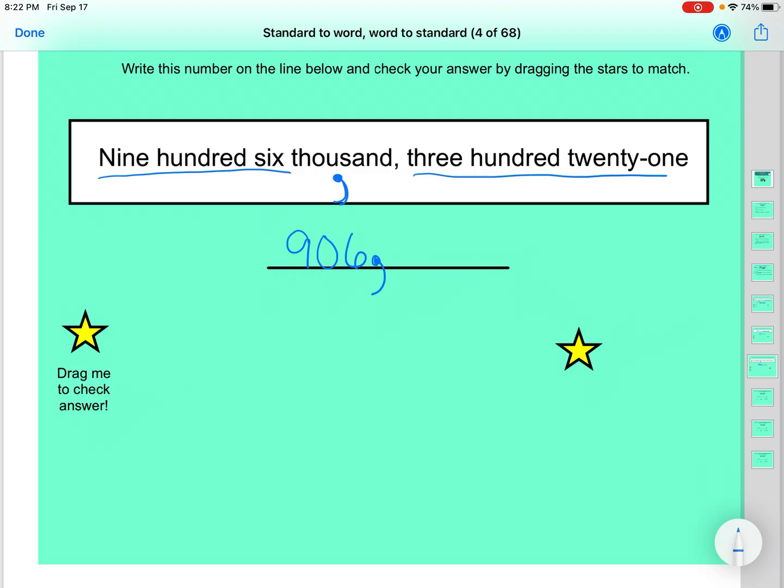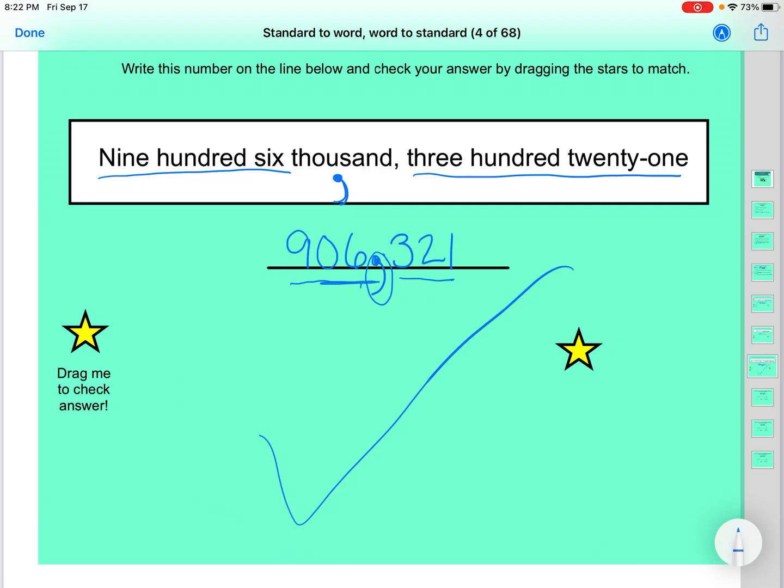Next, we need to write 321. How do y'all write 321? What should I write down? 321, a 3 in the hundreds place, and then a 2 and a 1. Good job. 906,321. It matches perfectly. We're good to go.